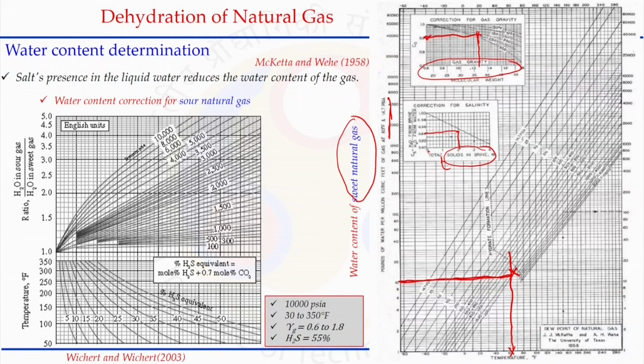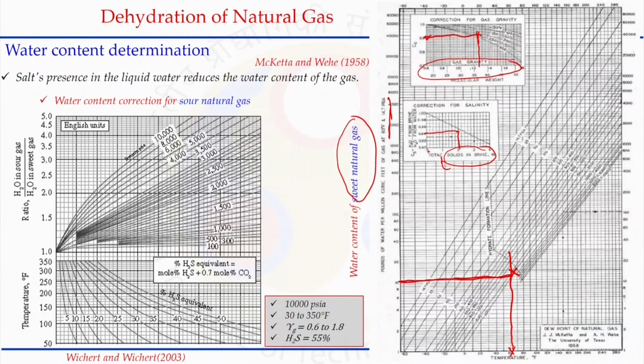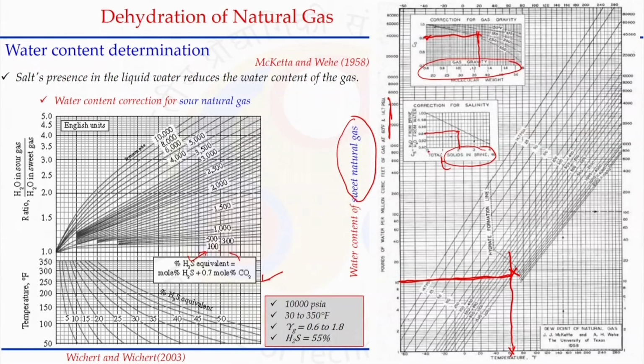Now, if our gas is sour gas, we have to make the correction factor again, or we have to adopt the procedure that can give us the water content when the sour gases are present in the natural gas. For that purpose, we can use another chart that is given by Wichert and Wichert in 2003, and using this chart we can see the percent of acid gases, in terms of H2S equivalent, that accounts for both H2S and CO2 using this expression.